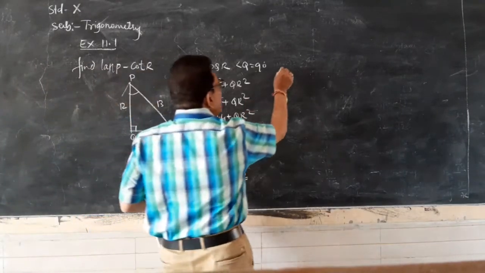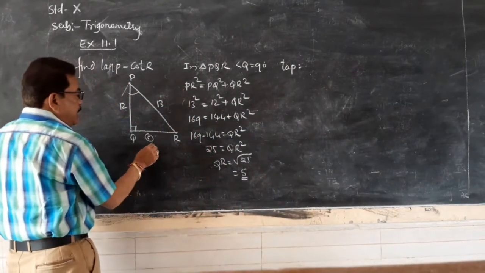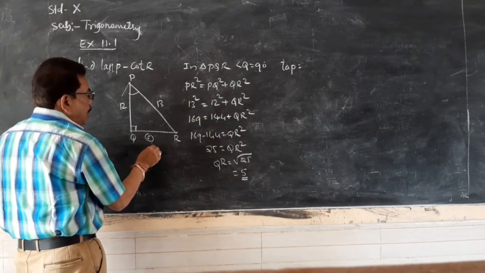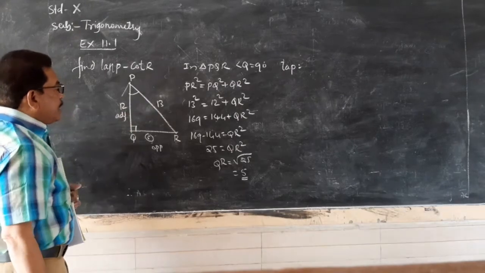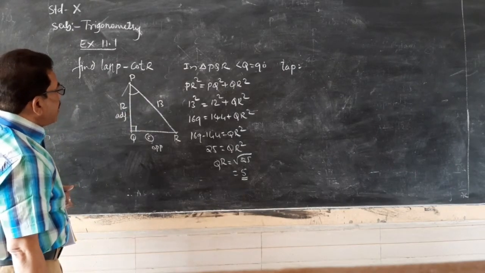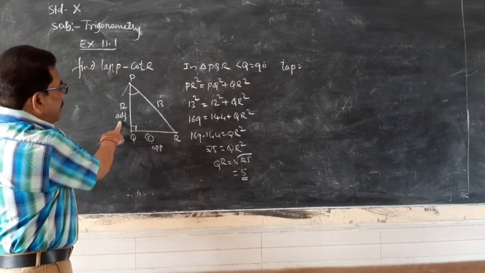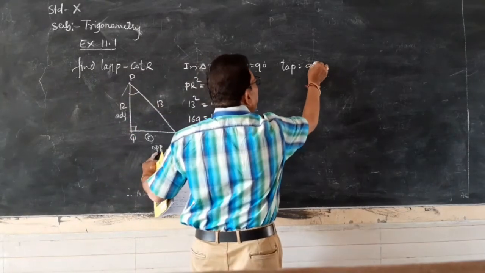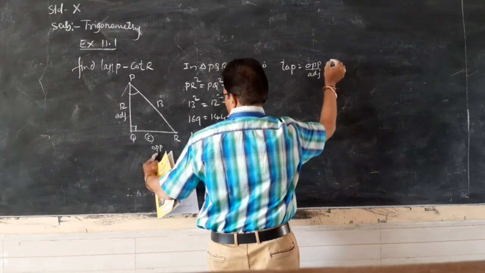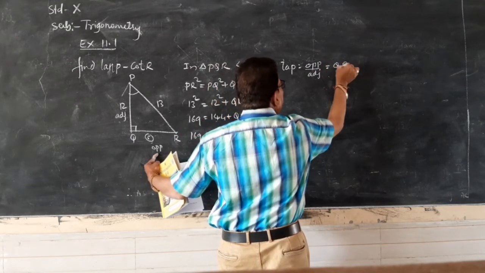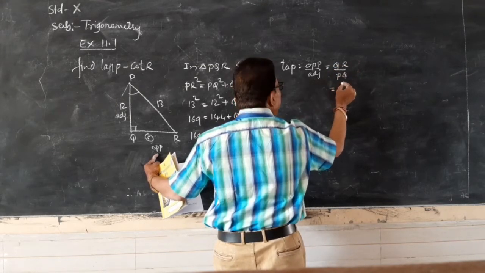Tan P. For tan P, this one is the opposite side and this one is the adjacent side. Tan P is opposite side divided by adjacent side, which equals opposite side QR divided by PQ, which equals 5 by 12.